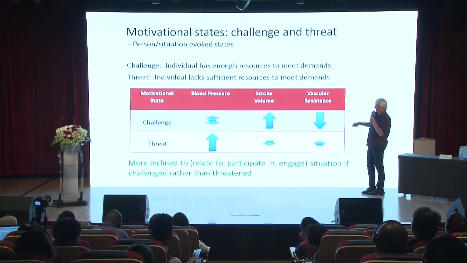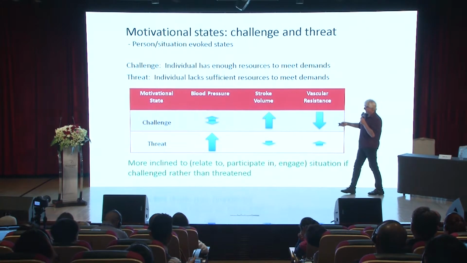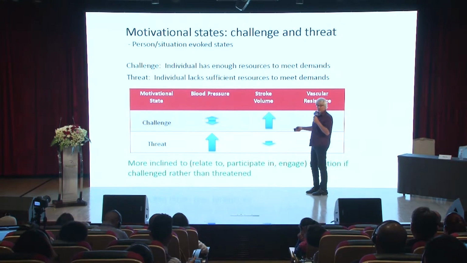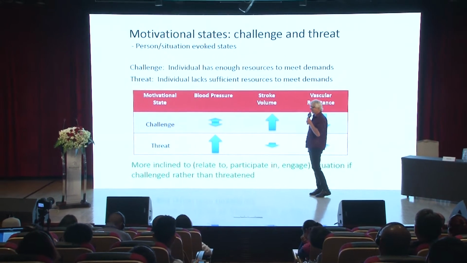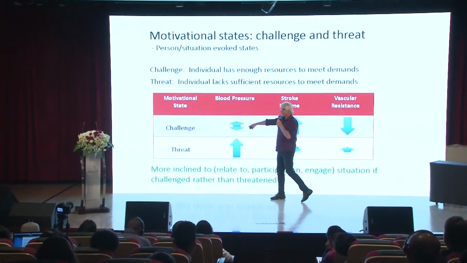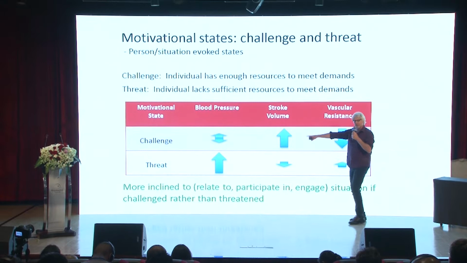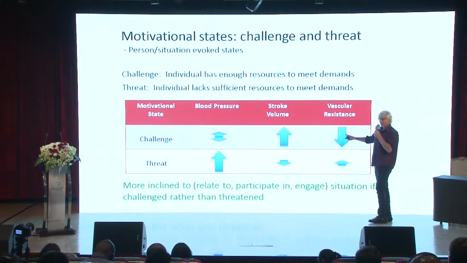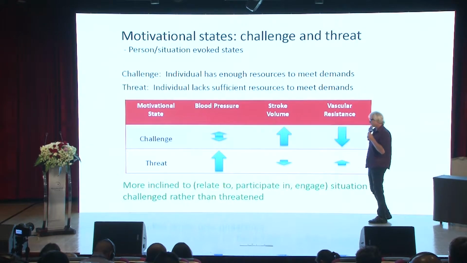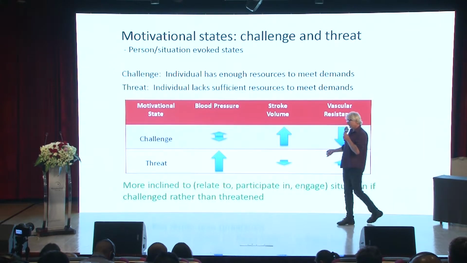And so a challenge response is like an aerobic response that you would have, like maybe if you're on a treadmill. You get little or no change in blood pressure, you have an increase in the amount of blood that your heart pumps with each beat, and then you have a drop in vascular resistance, and so blood flows a little easier through your body. And then a threat response looks really different.